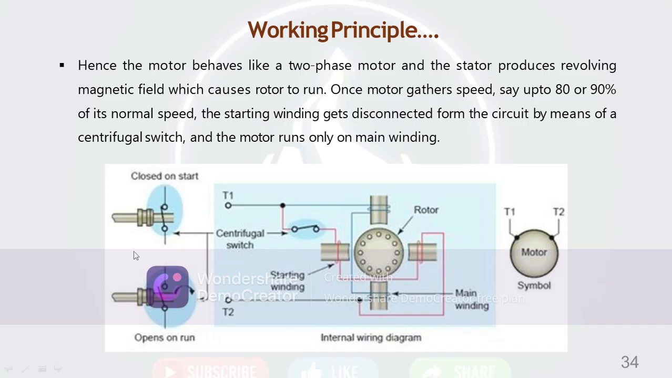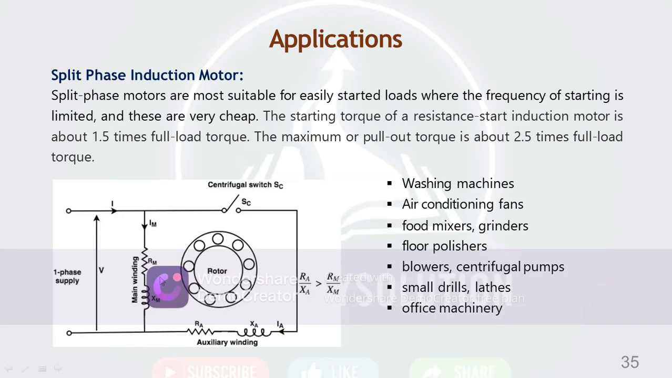Okay, like this, it is shown here. The motor gets up to 80% or 90% of speed as per the design, the switch opens, and it disconnects the auxiliary winding. The application is like this: the split phase motor, where two phases are created. The starting winding shows the starting torque.